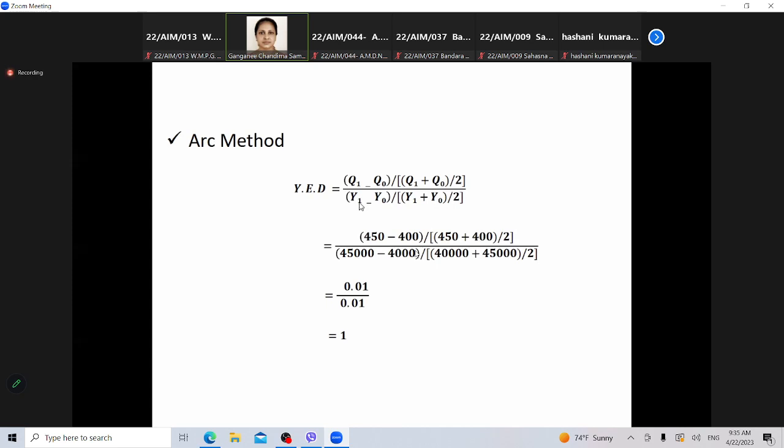Then Y1, second income is 45,000, first income is 40,000, divided by the average of these two. It's very easy. The difference and the average, the difference and the average. Understood this clearly? If anybody didn't understand?